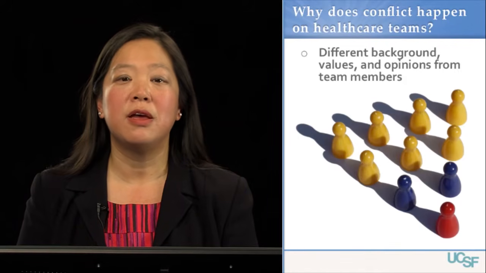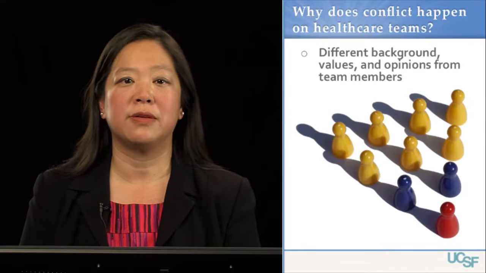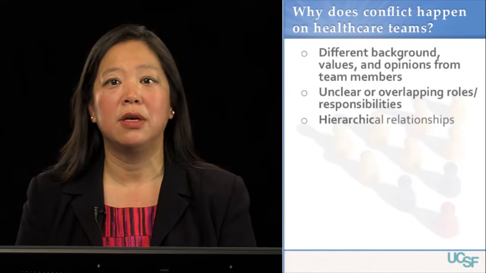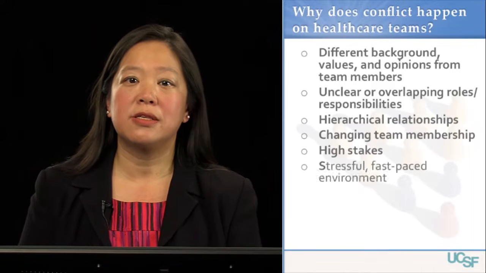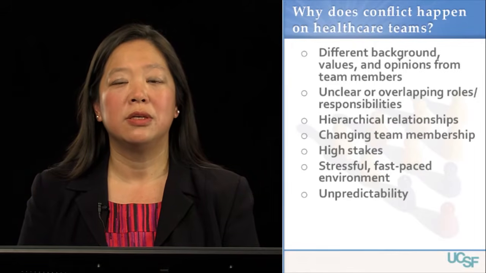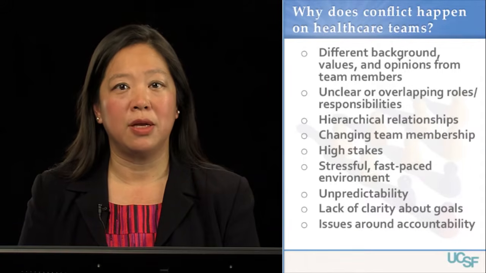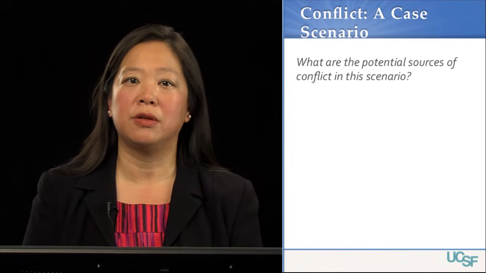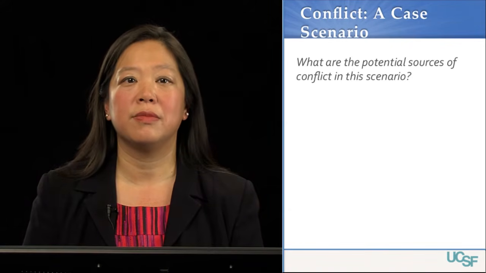As we learned in Module 3, conflict can be a major barrier to team functioning. There are other characteristics of the healthcare environment that make it particularly vulnerable to conflict. Unclear or overlapping roles and responsibilities, hierarchical relationships, changing team membership, high stakes, stressful, fast-paced environment, unpredictability, lack of clarity about goals, and issues around accountability. Now let's turn to an example of a common conflict that one might see in a healthcare team. As you view this scenario, note the potential sources of conflict.